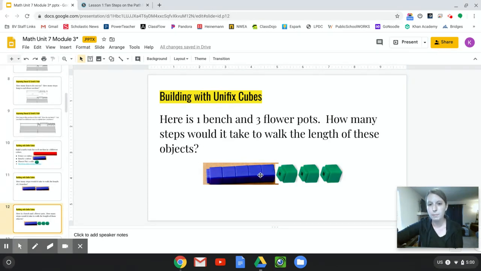Now here is 1 bench and 3 flower pots. So 1 bench is 5, and each flower pot is 1, 1, 1. So how much would that be? You could think 5 plus 1 plus 1 plus 1, or you could say 5 plus 3. Either way is fine. How much is that all together? How many steps would that be? Yell it out. 8 steps. Good job.